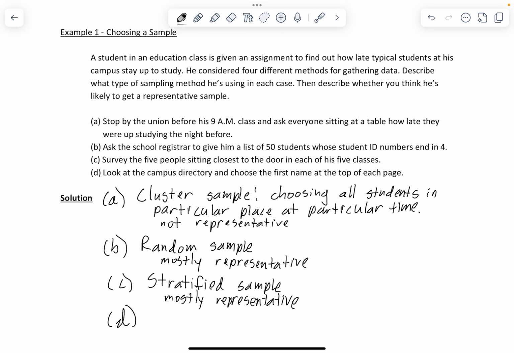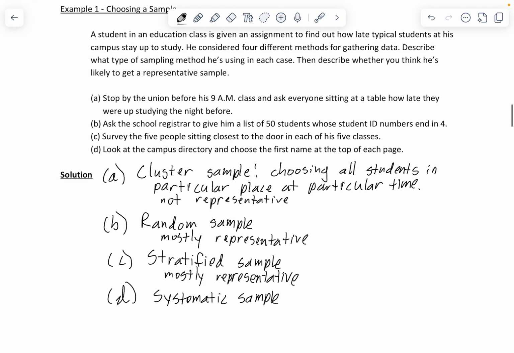D. Look at the campus directory and choose the first name at the top of each page. This is an example of a systematic sample. And this is a good method for getting a sample that would be representative. So yeah, I'd say this would probably give us a representative sample. Pretty likely to give us a good representative sample.